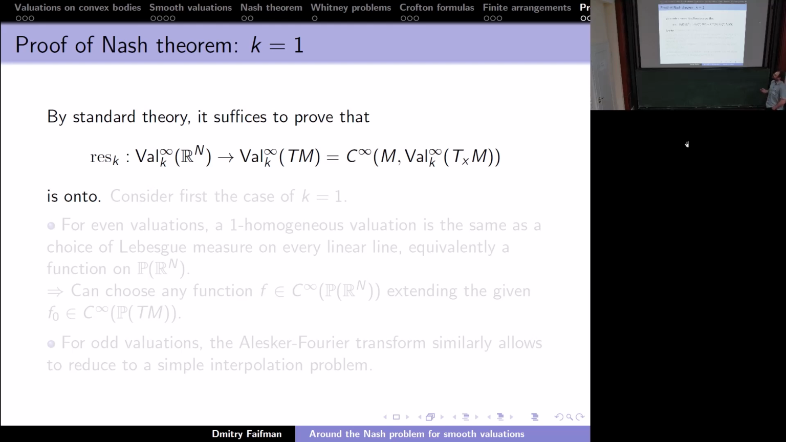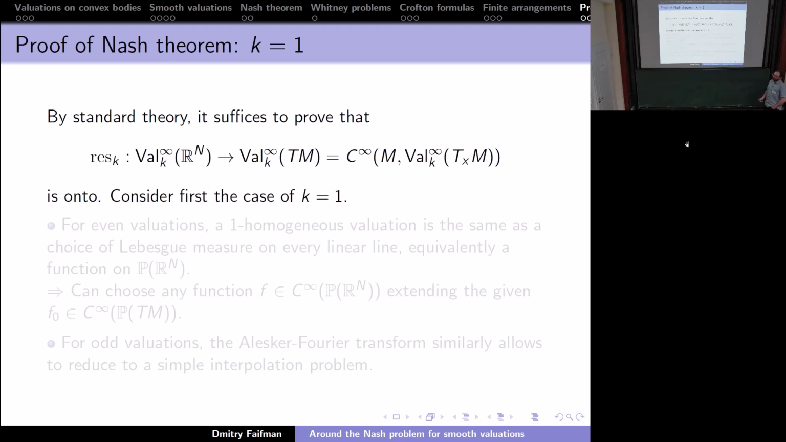So like we were saying before, the problem immediately reduces to the following problem. We have a field of translation-invariant valuations over all the tangent spaces of M, K-homogeneous translation-invariant valuations, and we want to find one globally defined K-homogeneous valuation with those given restrictions. We want to show that this map is onto.